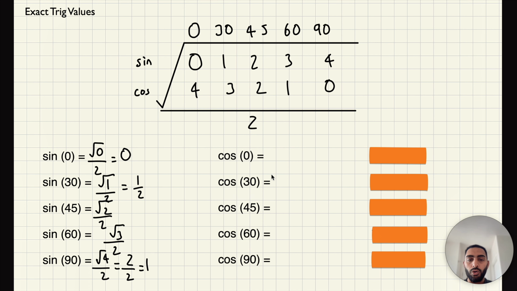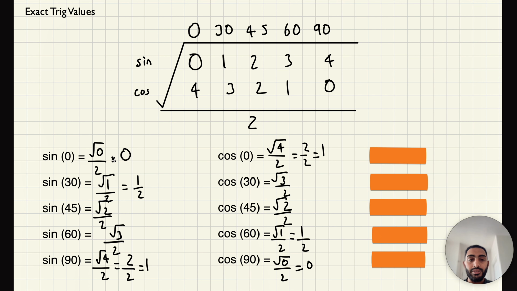Let's do the ones for cos. For cos of 0, I'm looking for 0 and I'm looking at cos, so I look at the square root of 4 divided by 2. It's the same as the previous one, sine of 90. Square root of 4 is 2 and 2 divided by 2 is 1. Then for cos of 30, I'm looking at root 3 over 2. That can't be simplified. For cos of 45, I've got root 2 over 2. That can't be simplified. For cos of 60, root 1 over 2. Root 1 is the same as 1, and that's over 2. And for cos of 90, I've got root 0 over 2, which is just 0.